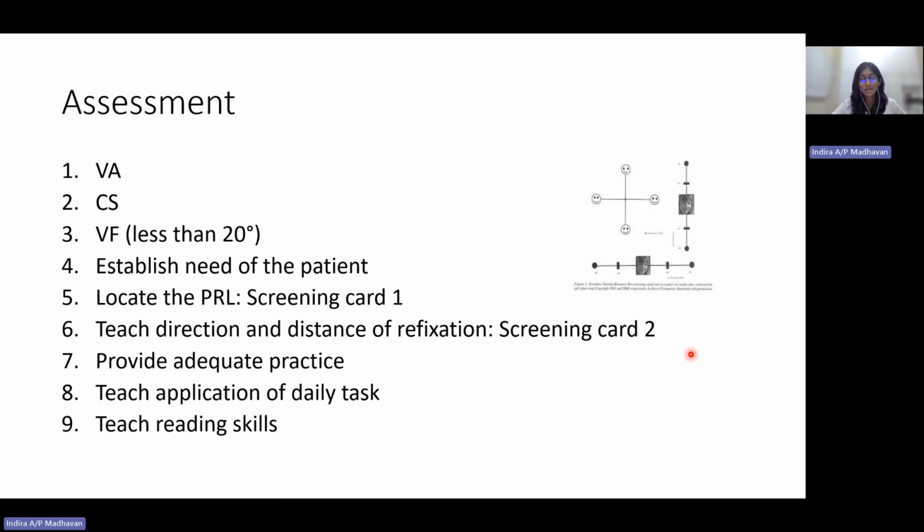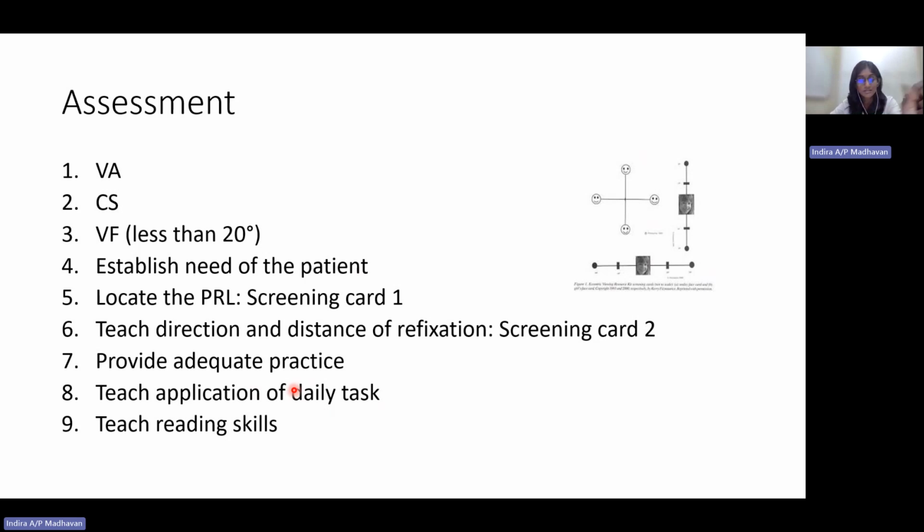Once you're done with that, then teach application class, which is experiences. Now they come back. Once they're very familiar, and they say that now I know I have to move this much to make things clear at the center, that means it's already good for the patient.